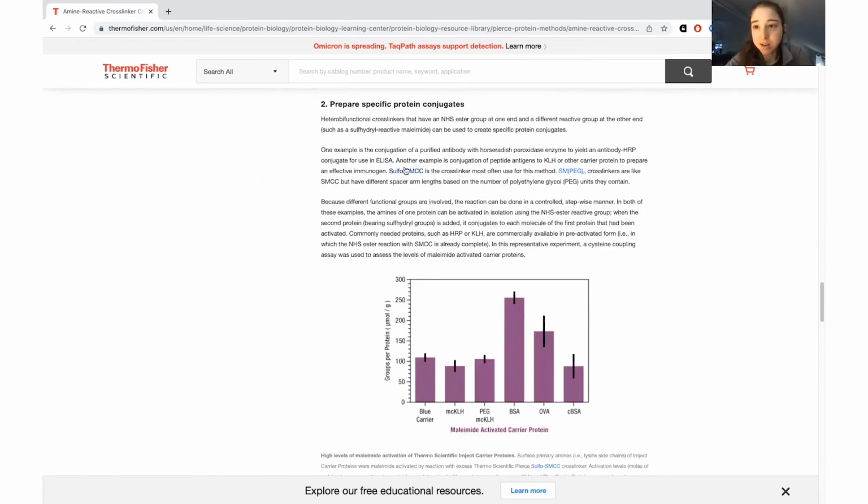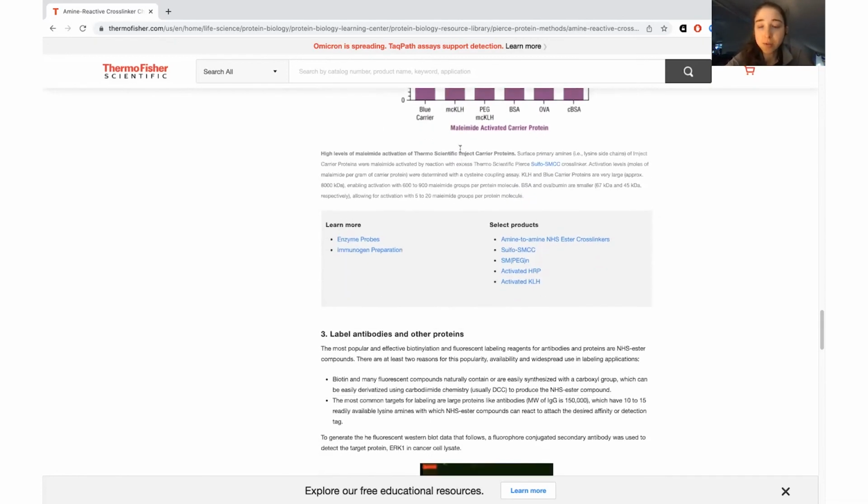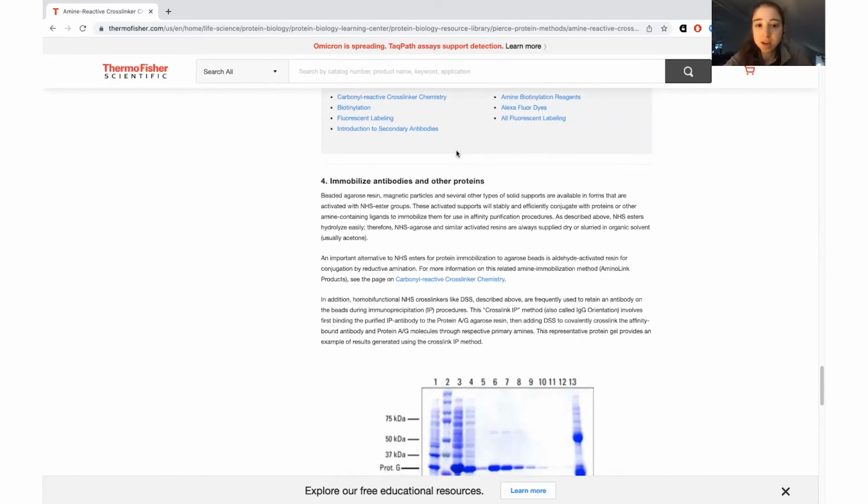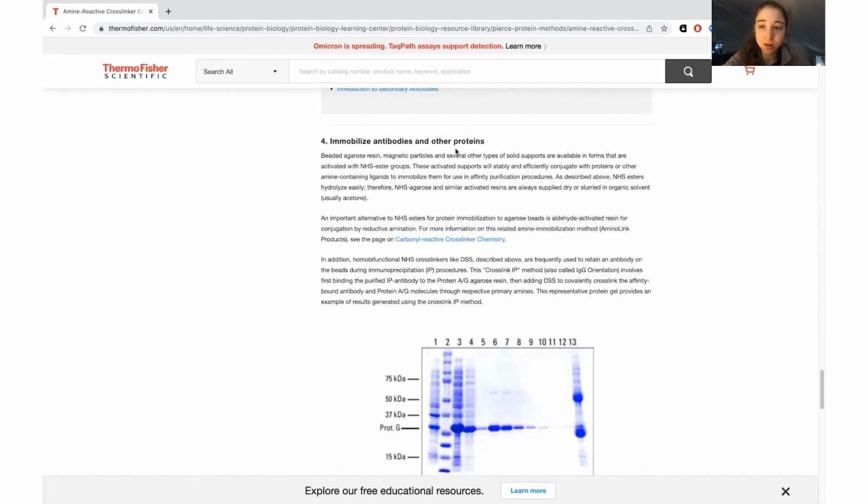You can conjugate your protein to, say, antibody HRP, or I guess they're often used to conjugate antibodies to things. So you can conjugate antibodies to a fluorophore or something, or conjugate your antibody to some sort of resin or bead if you want to do immunoprecipitation. Basically whenever you want to get your protein stuck to something, you can take advantage of lysine's ability to form these conjugations by reacting with these NHS esters.